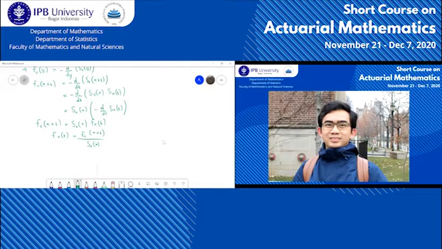And we know from the first property that mu of x is equal to f sub 0 of x divided by S sub 0 of x. Okay, just substitute the value of x plus t into x here. Mu of x plus t is equal to f sub 0 of x plus t divided by S sub 0 of x plus t.